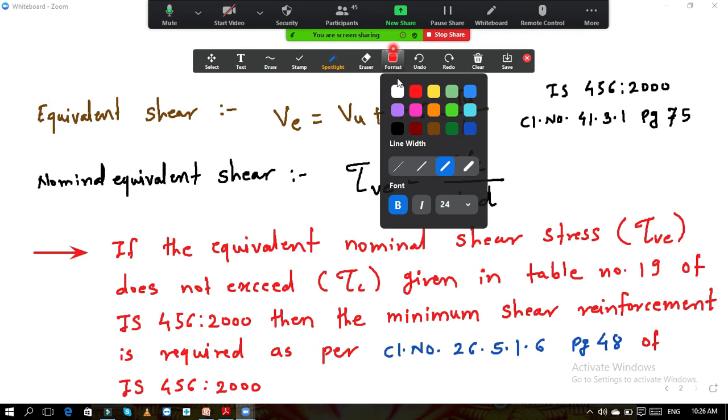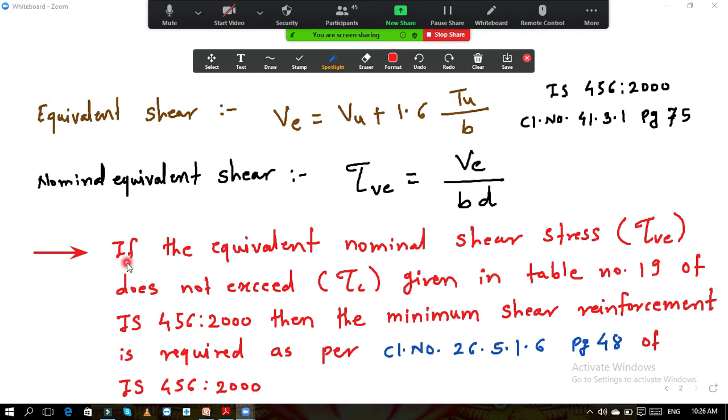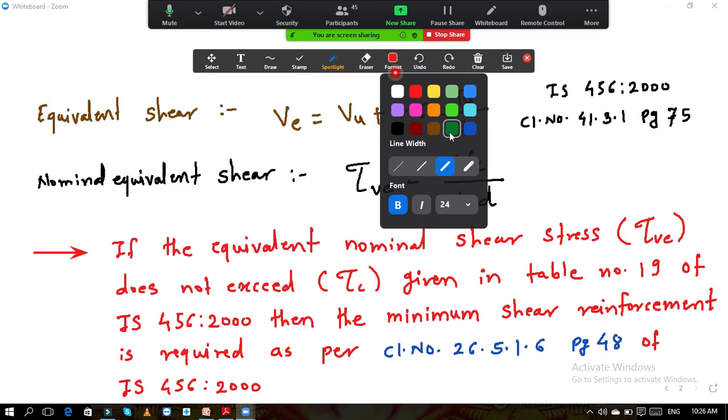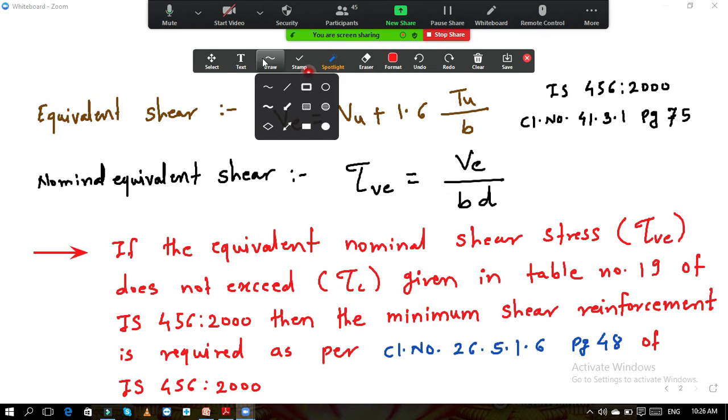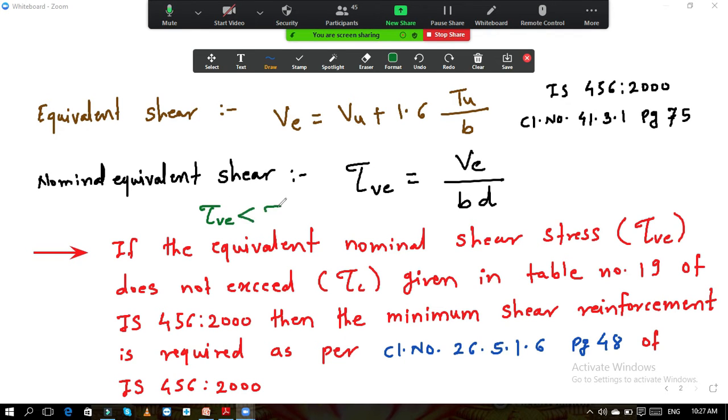So what they have said: if the equivalent nominal shear stress tau VE, which you are calculating by VE upon BD, this is your nominal shear stress, does not exceed tau C, means the value of tau VE is less than tau C. That is the condition they are talking about over here.